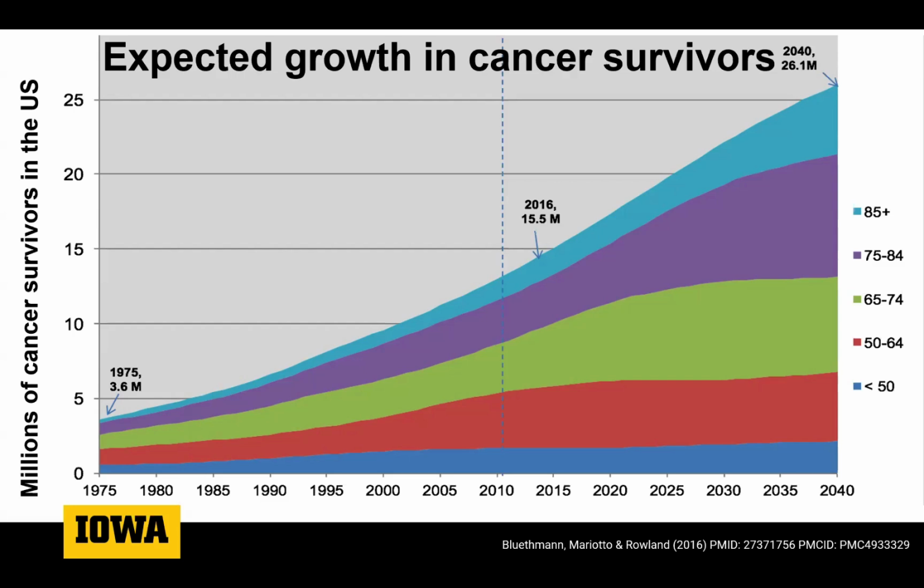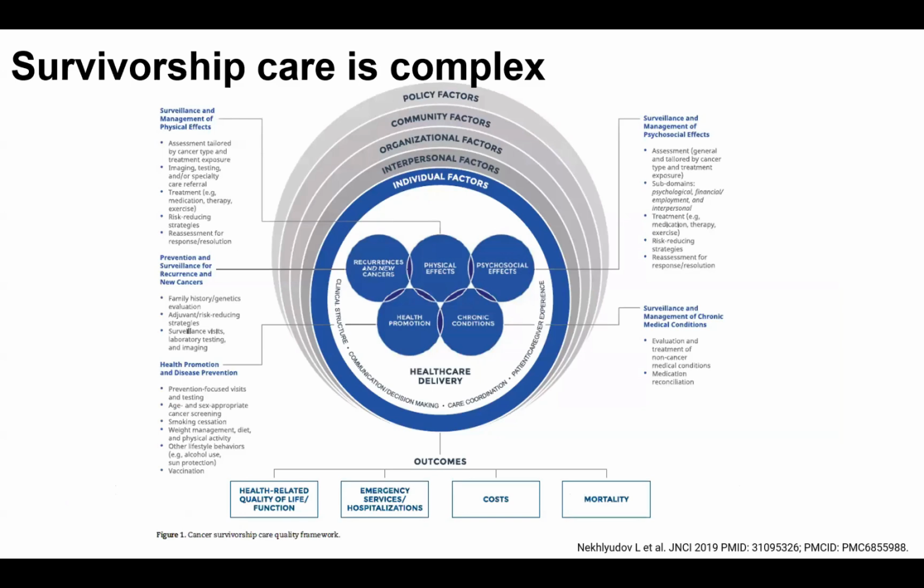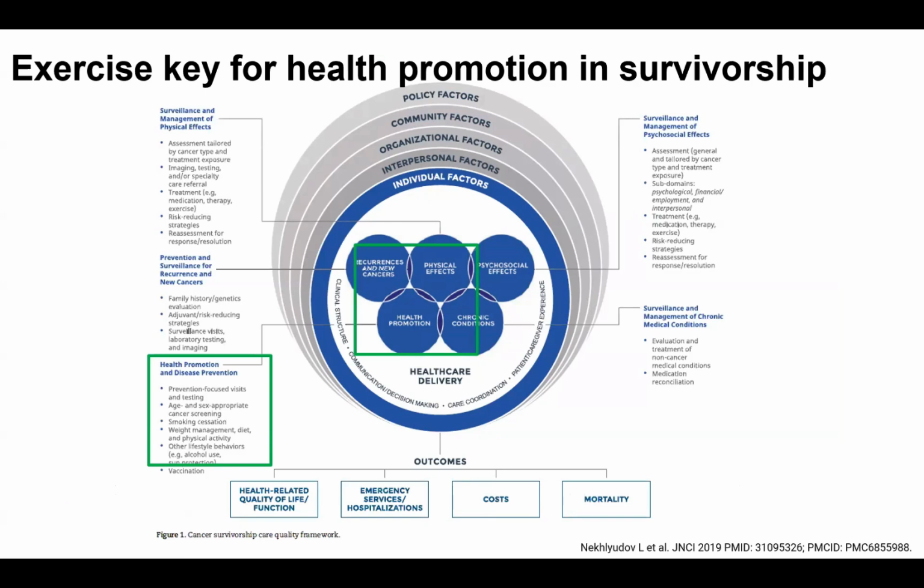When thinking about what survivors need in terms of healthcare, I really like this framework from Larissa Nekledoff that shows the multiple layers of care necessary for survivors. These include concerns about management of physical effects, psychosocial concerns, chronic conditions, etc. Where I fit in is really that health promotion and disease prevention on the bottom left-hand side of the screen. Exercise is associated with improvements in a lot of these physical related effects, as well as the mental health effects as well.